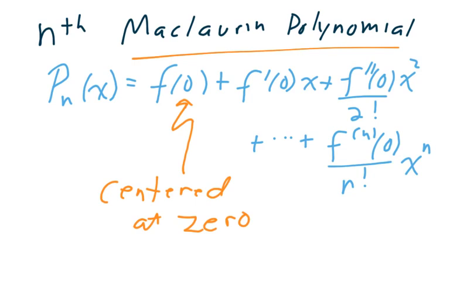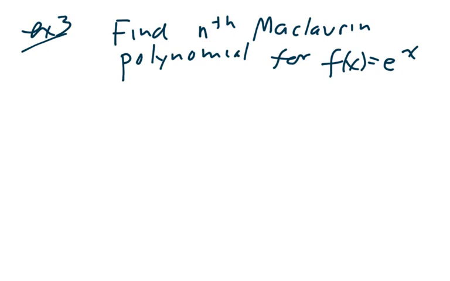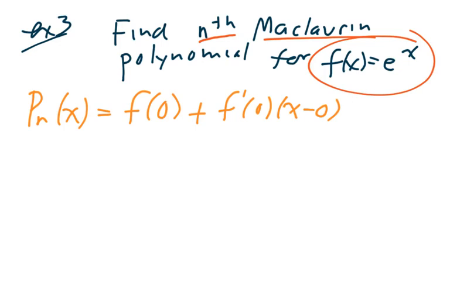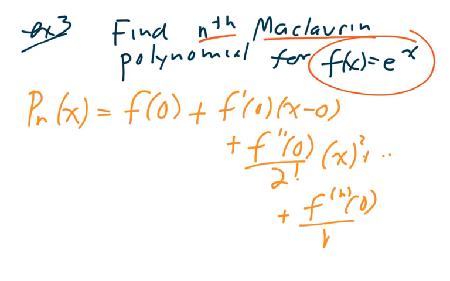Okay, well, let's jump right in and do an example. So this is example 3. It says find the nth Maclaurin polynomial for, well, one of my favorite functions, e to the x. Well, let's write out what we know about the Maclaurin polynomial. So again, Maclaurin polynomial at some point x, it's the value of the known function at 0, right? That's the Maclaurin, plus the derivative at 0 times x. Well, x minus 0 is just x, right? Plus the second derivative evaluated at 0 over 2 factorial times x squared plus dot dot dot all the way out to the nth derivative evaluated at 0 over n factorial times x to the nth.